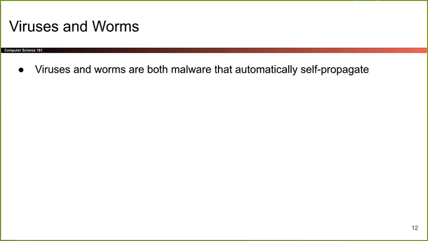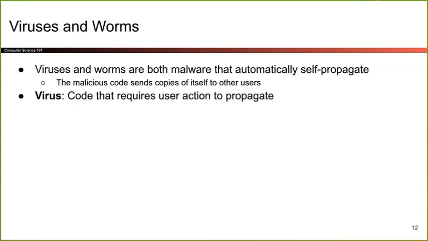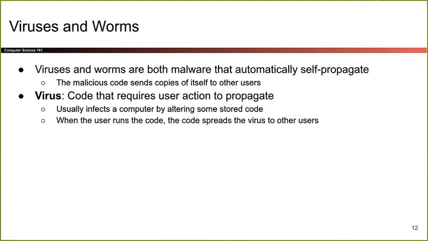Okay. So now we're talking about viruses and worms. These are two categories of automatically self-propagating malware. Both of these are types of malware where the code will send a copy of itself to other users. A virus is a piece of malware or malcode that requires user action to propagate. So the user has to do something to cause the virus to go other places. Usually the computer gets infected, some code gets stored, and then when the user runs that code, the virus gets spread to other users. So the user has to run the code so that the virus can run and get spread to other people.